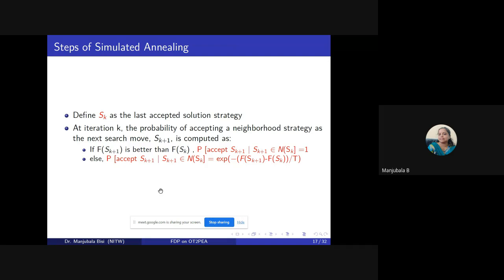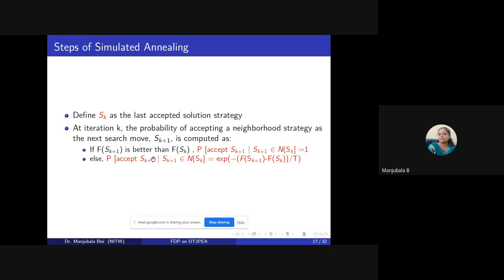If you remember the flowchart, we check whether Sk plus 1 is better than Sk. To determine that, you have to find the objective value f with respect to Sk plus 1. If f of Sk plus 1 is better than f of Sk, where better means you have to define whether it is minimization or maximization: minimization means it should be less, and maximization means it should be greater. So if the objective value of the neighboring solution is better than the current solution, the probability of accepting Sk plus 1, given that Sk plus 1 belongs to N of Sk, the neighborhood of the solution Sk, will be 1, because this is a better solution. A better solution means we accept it directly.